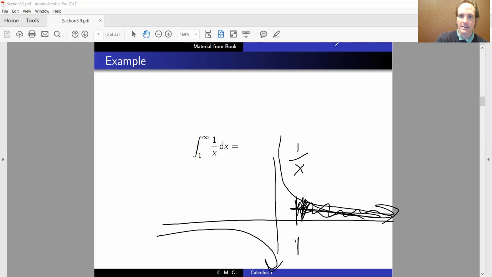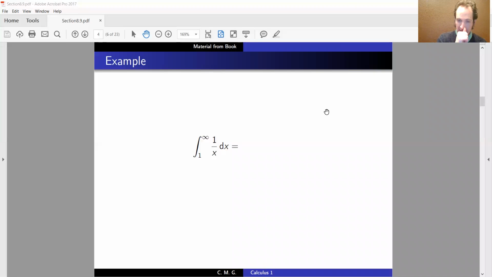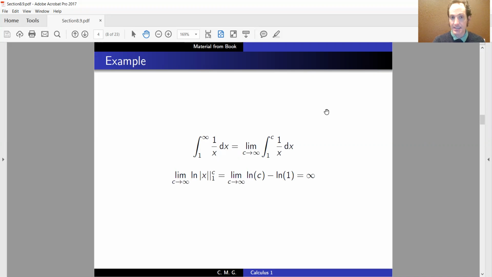So I think about this a little bit. First, I turn it into a limit. Take the limit as c goes to infinity of the integral from 1 to c of 1 over x. The antiderivative of 1 over x is natural log absolute value of x between 1 and c. Well, c is a positive number because it's going towards infinity. So you're doing natural log of c minus natural log of 1. 1 is also a positive number. Natural log of 1 is 0. And now as c goes to infinity, natural log of c goes to infinity as well.